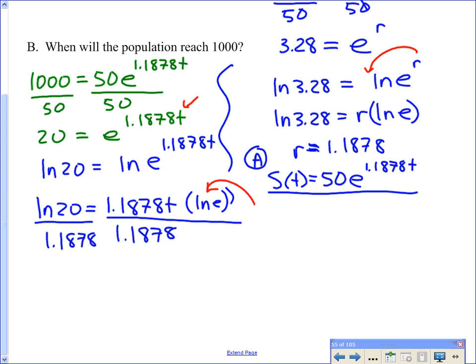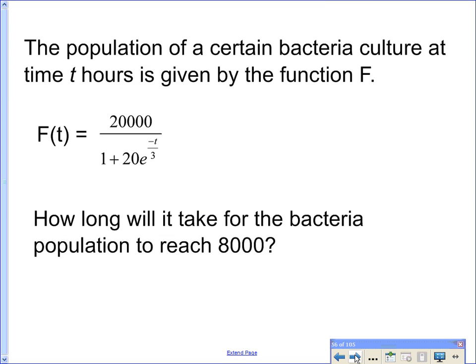And I don't need to worry about this because it's 1. And when I do, I find out that t is approximately 2.522 years. And you could also convert that to months, since the original was given to you in months. Okay, we've got one more word problem here.